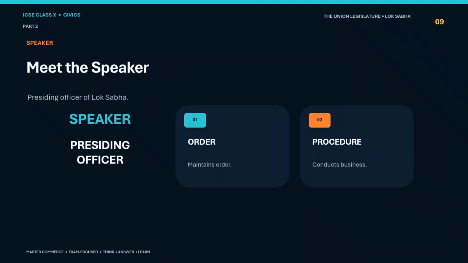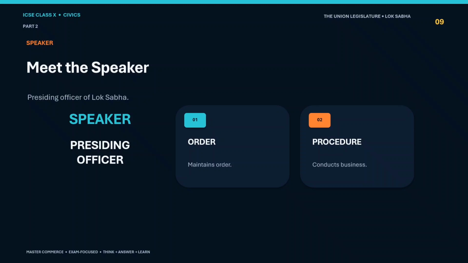Let us now meet the speaker. Who is the speaker? The speaker is the presiding officer of Lok Sabha. The speaker's job is not to represent the government or opposition while presiding. The office is about conducting the business of the house, maintaining order, and ensuring the rules are followed.